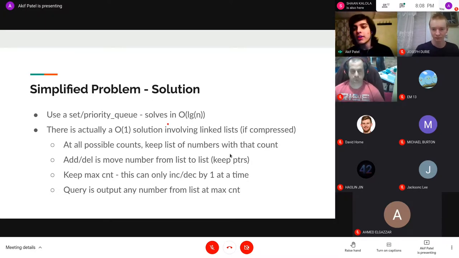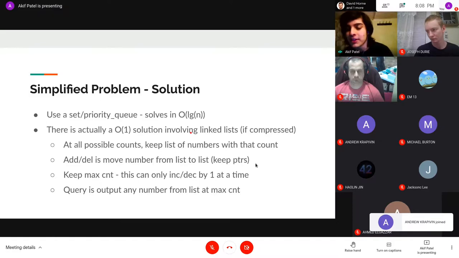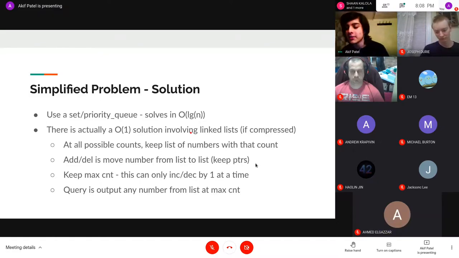There is actually a constant time solution for this, by the way, involving linked lists. By the way, I just want to emphasize, this has nothing to do with Mo's algorithm or anything, this constant time solution. But I think it's really cool that there is a constant time solution. So I'm going to go over that real quick, just because it's cool and a matter of curiosity, more than anything to do with the actual Mo's algorithm.